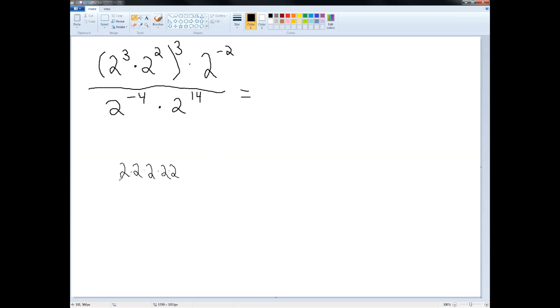So altogether, you end up with 2 to the power of 5 here. So that's just a way of illustrating that when you multiply numbers that have exponents but the same base, you can simply add the exponents together. So we have 2 to the power of 5, and all of that is also to the power of 3.